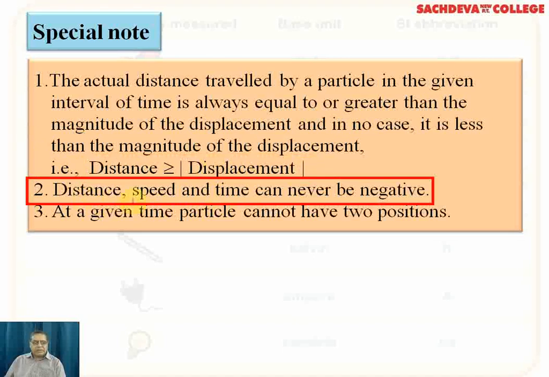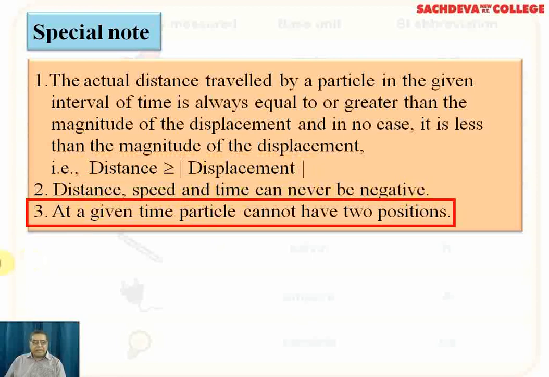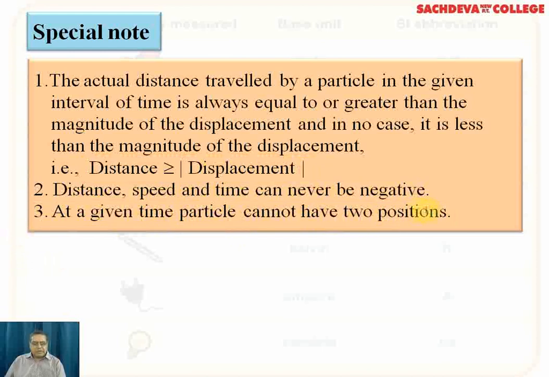Distance, speed, time can never be negative. At a given time, a particle cannot have two positions. That is, at one instant of time, the particle cannot have two positions.